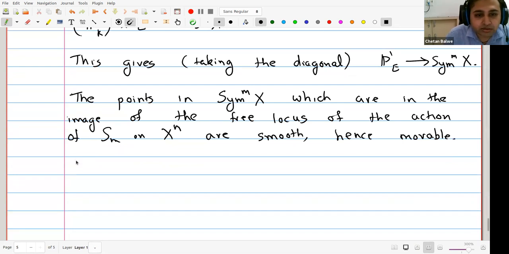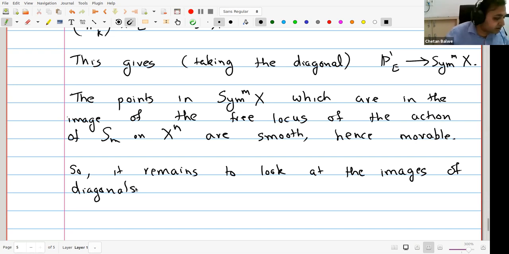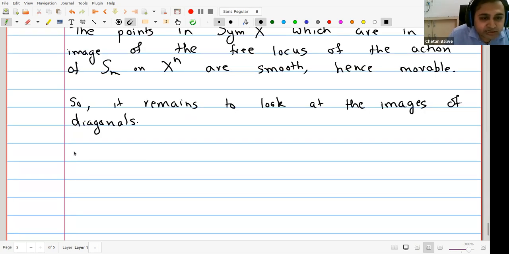But it remains to look at the images of the diagonals. If you just look at the diagonals, I will not write this out in too much detail because it's sort of elementary, but the images of the diagonals, and by diagonals, I mean basically all the partial ones. You just set a bunch of coordinates to be equal, and I call that a diagonal in X^M.